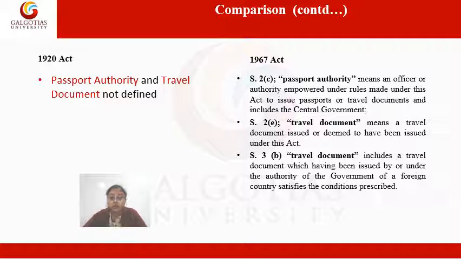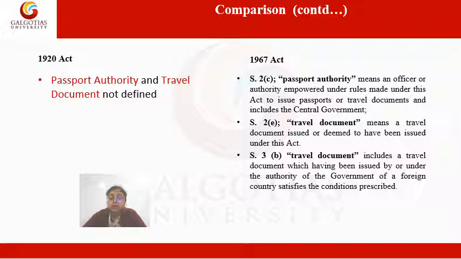Then travel document. What is meant by travel document? Like passport they have defined, but whether passport is the only travel document, or there can be some other document, or there are chances that some other document may also be called a travel document, that was not strictly defined in the 1920 Act.